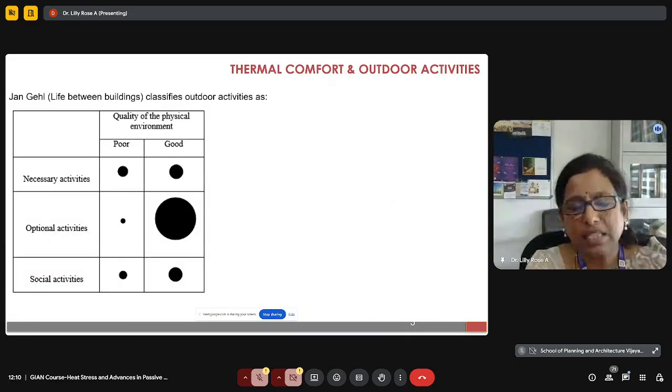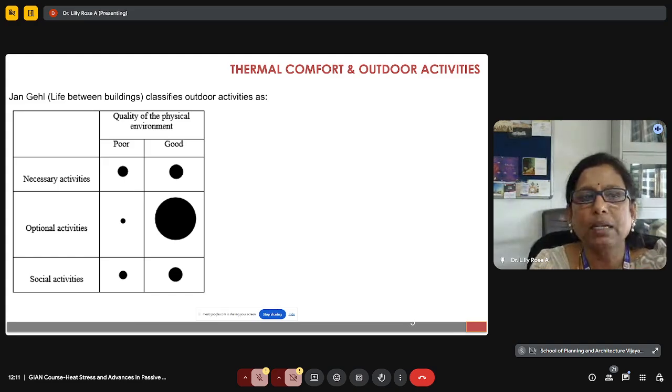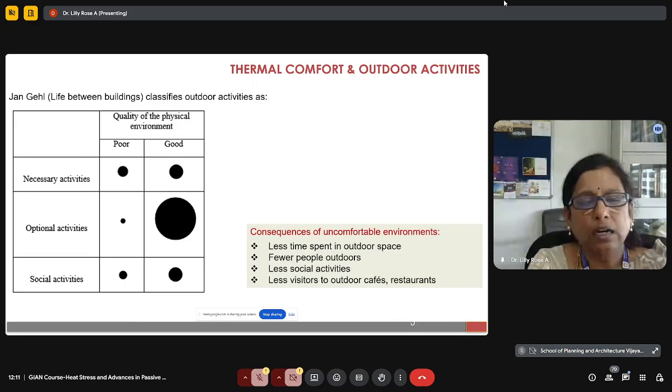So these basically affect the activities that are performed outdoors. When it comes to necessary activities, irrespective of the outdoor condition, whether good or poor, we do perform them. But optional activities are significantly reduced when the quality of the outdoor environment and the comfort conditions are not appropriate. If it is enhanced, then the optional activities increase. And there is minor variation in terms of social activity.